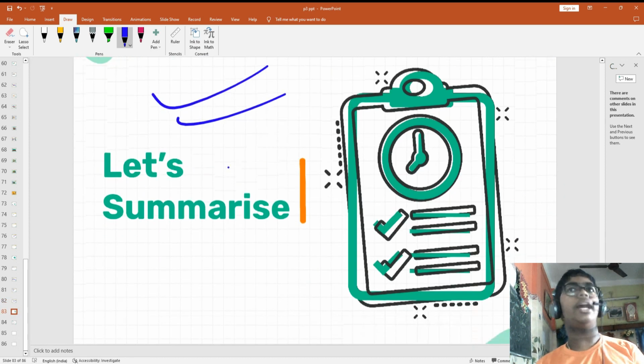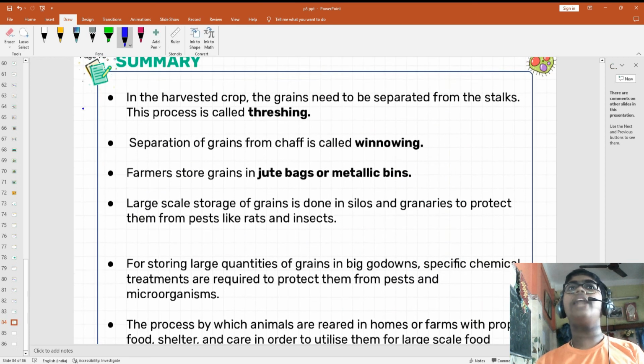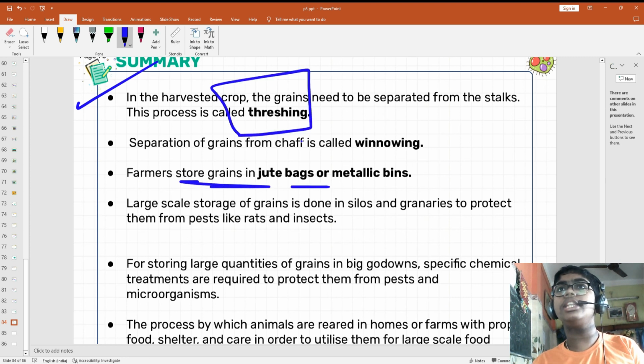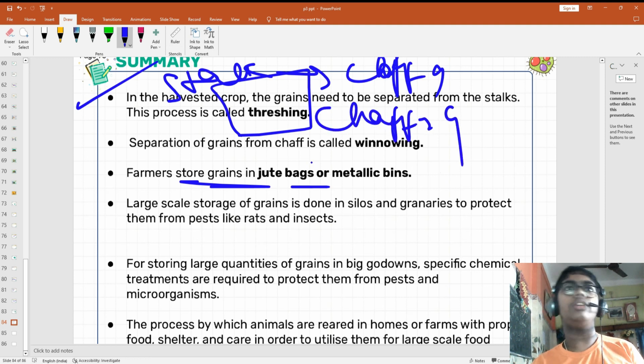Next, let's summarize what we have learned. Now, in harvested crop, the grains need to be separated from stalks. This process of separating is called winnowing. Separation of grains from the chaff is called winnowing. Farmers store grains in, sorry, this will be threshing. This will be winnowing. So stalk to grains is called threshing, and chaff and grains is called winnowing.